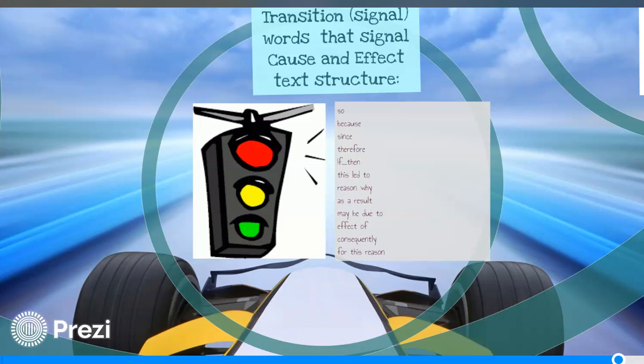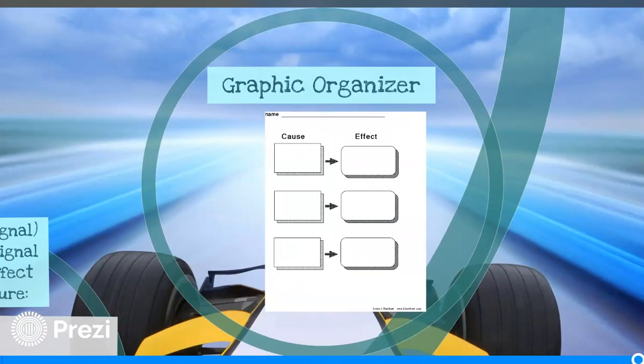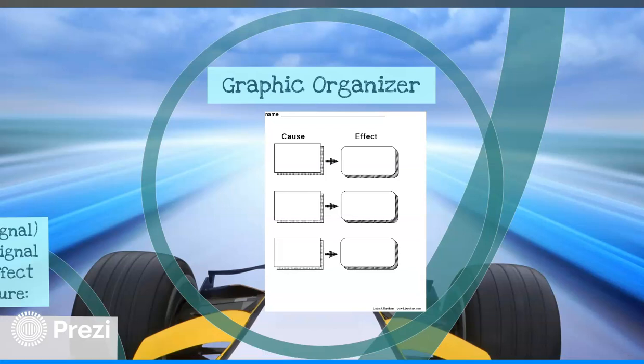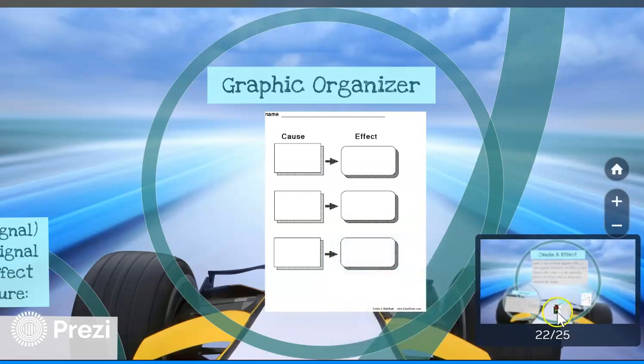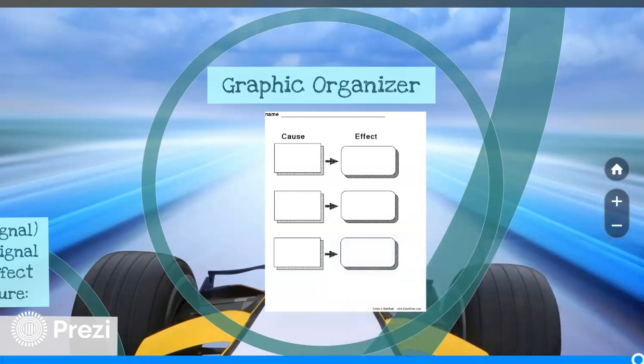Here are words that you would look for, some transition words or signal words that show the cause and effect text structure. And this is a graphic organizer that an author might use when showing the cause and effect relationship. These have been the types of text structures that you might find when you are reading nonfiction text.